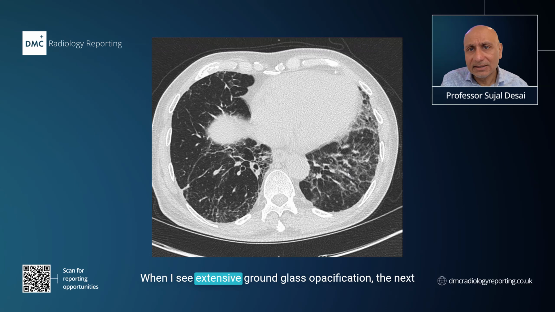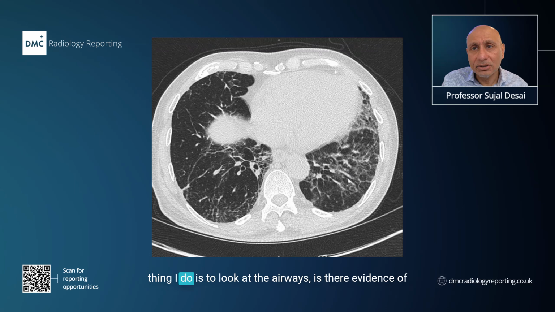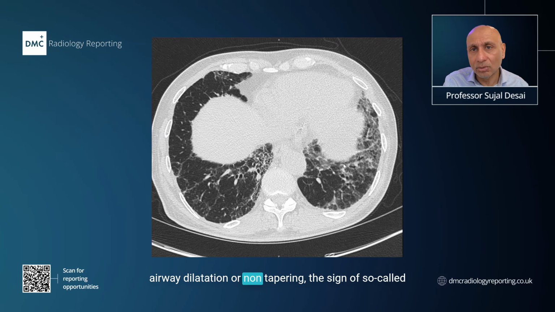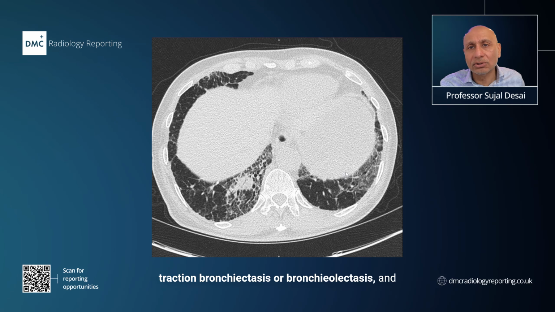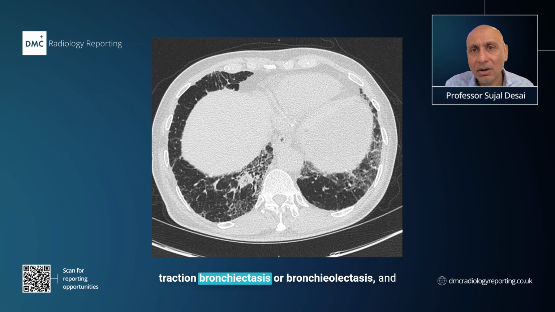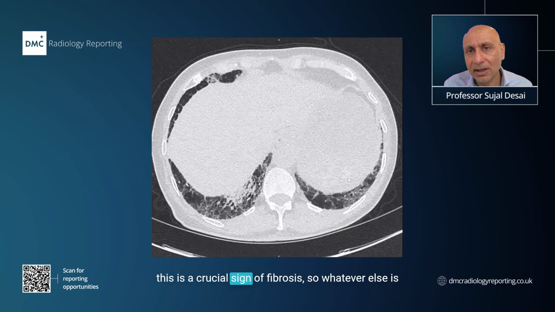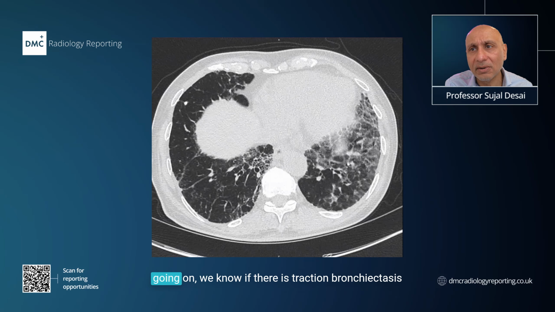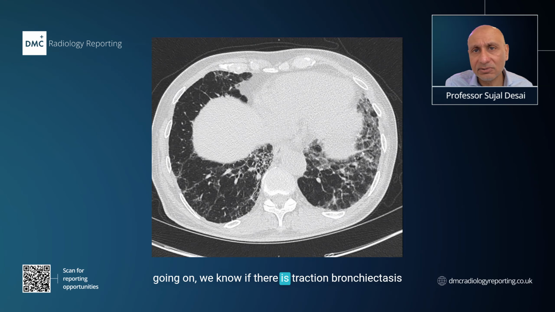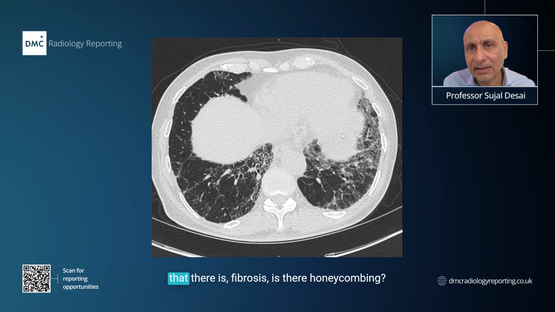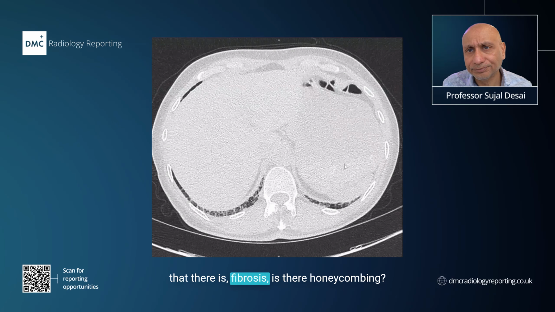When I see extensive ground glass opacification, the next thing I do is to look at the airways. Is there evidence of airway dilatation or non-tapering, a sign of so-called traction bronchiectasis or bronchiolectasis? And this is a crucial sign of fibrosis. So whatever else is going on, we know if there is traction bronchiectasis, that there is fibrosis.